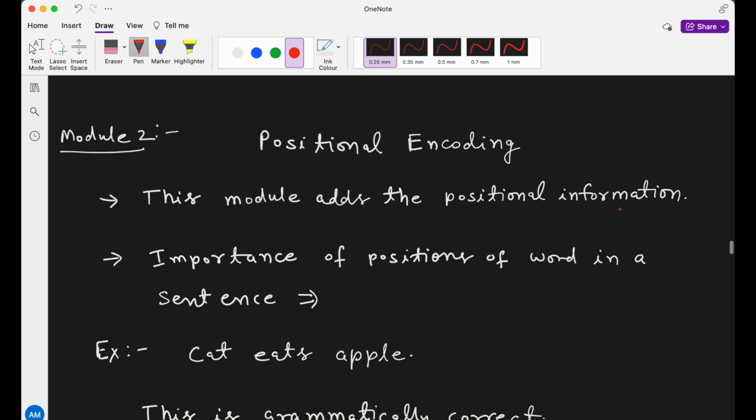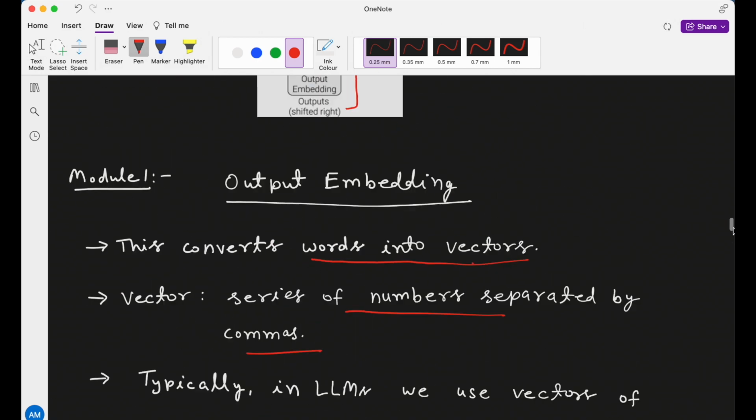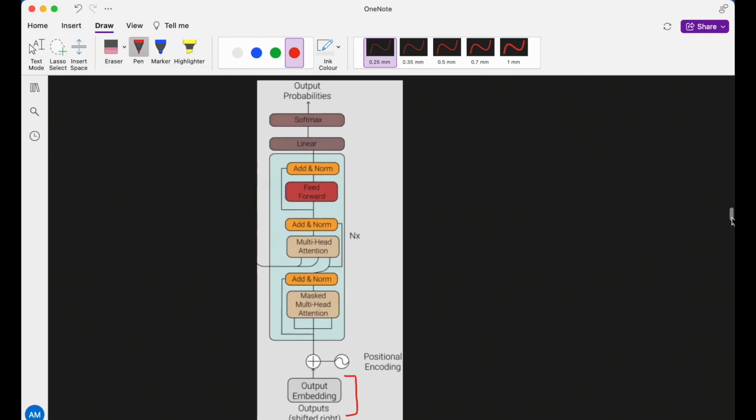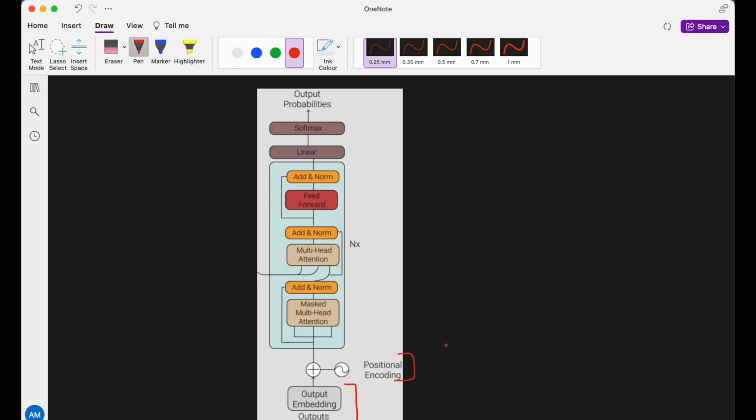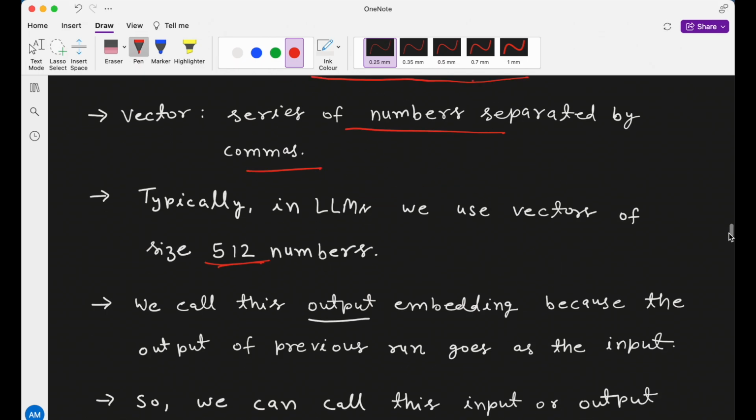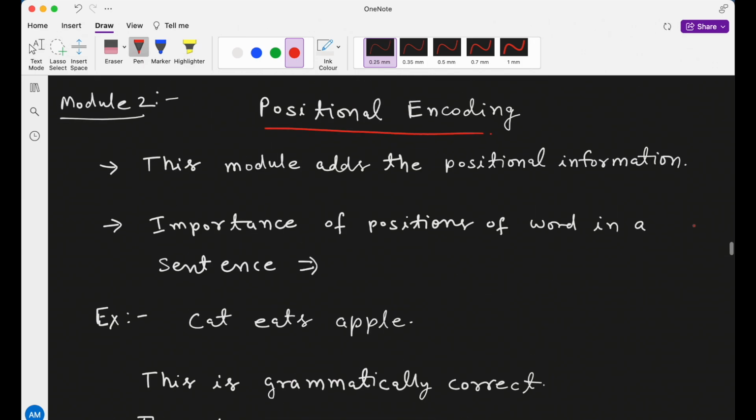Now let's talk about the second module, which is positional encoding. Let me show you in the image as well. This is the positional encoding. Let's see what the work of this is. This module adds the positional information. What do I mean by positional information here? The positional information is the position of a word in a particular sentence. Let me give one example and it will be more clear after that, and I will also explain the importance of the positions of a word in a sentence.